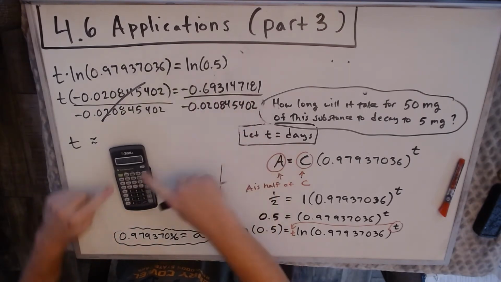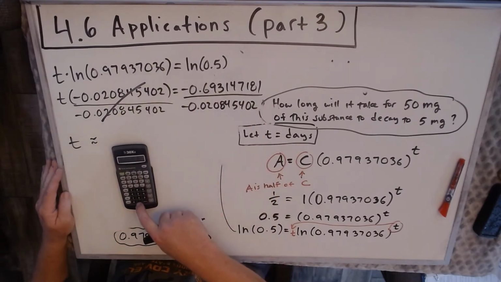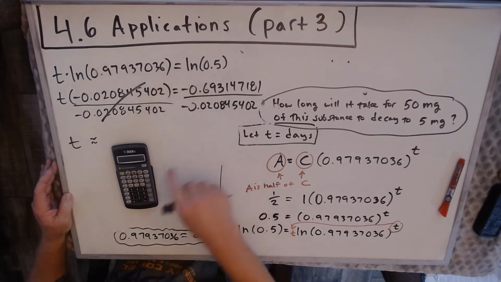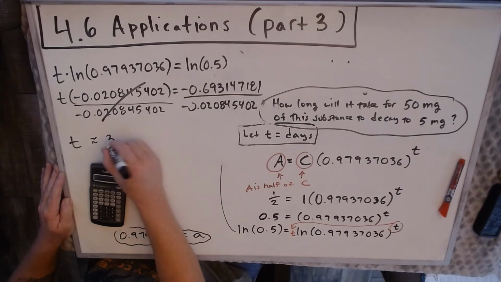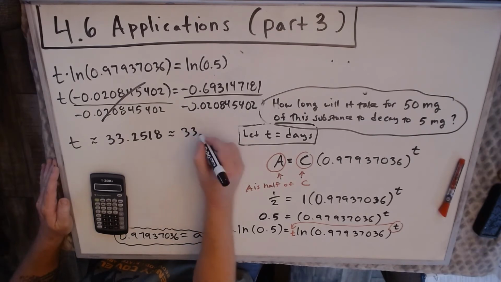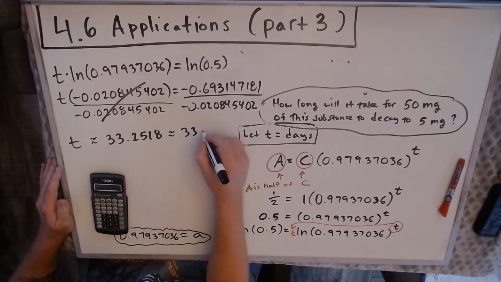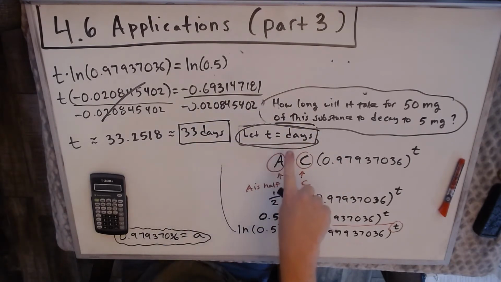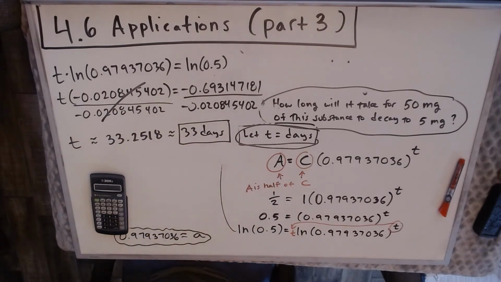So we've got this decimal. I just kept it on my screen, and then I'm going to divide by negative 0.020845402. Negative divided by a negative is going to give us a positive 33.2518, or you could just say 33 days. Keep in mind, we're measuring with days, so whatever you pick at the beginning to be your time unit, that's what your answer is going to represent. So the half-life of this substance is 33 days.